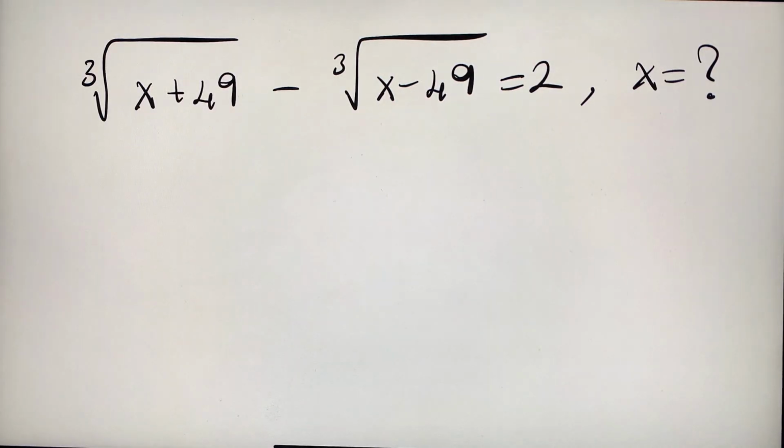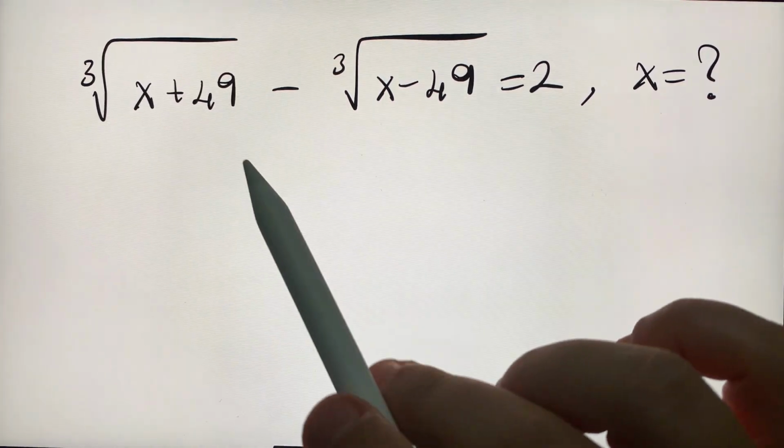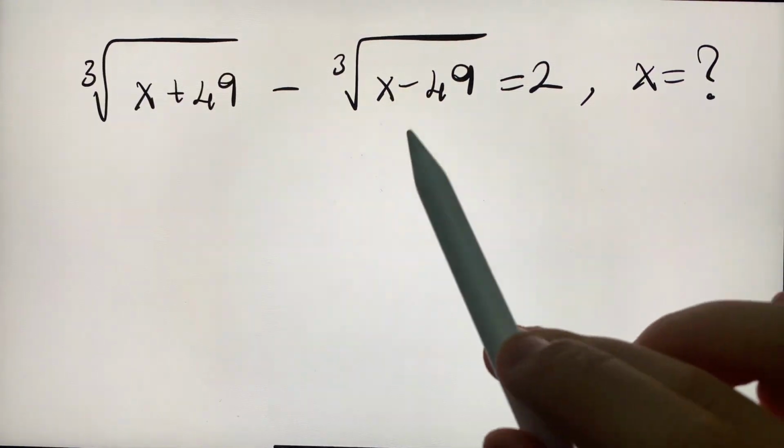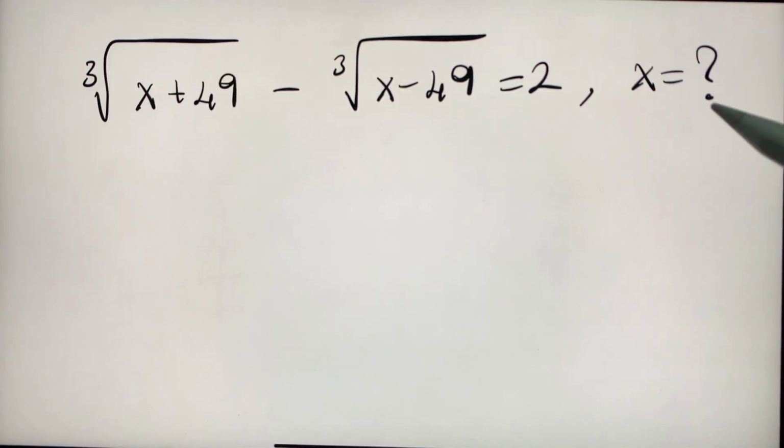Hello. We are together again with one perfect Olympic question. What did he give us here? The cube root of x plus 49 minus the cube root of x minus 49 is equal to 2. It wants us to find the x values.